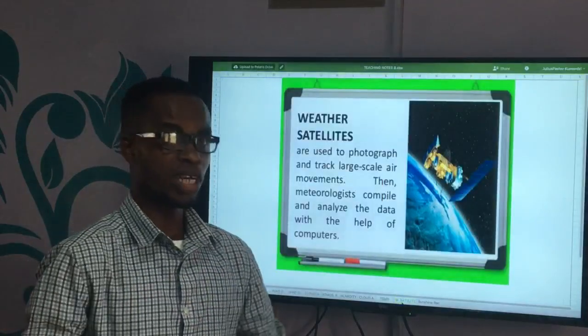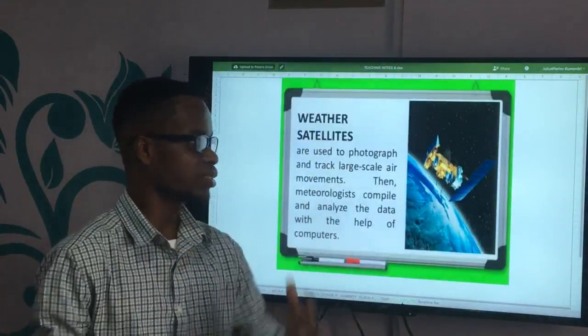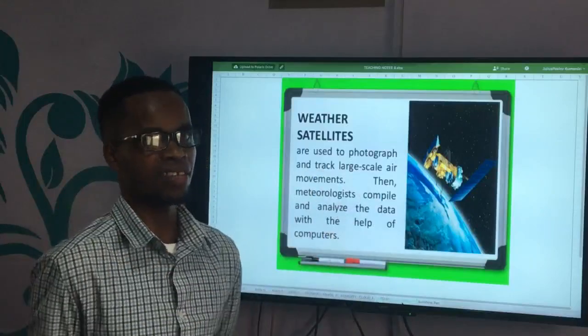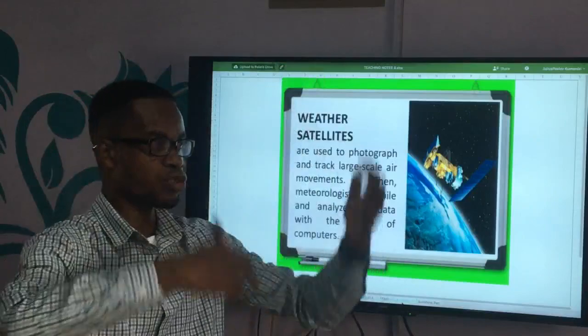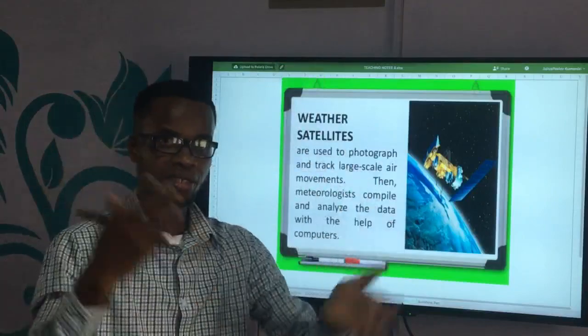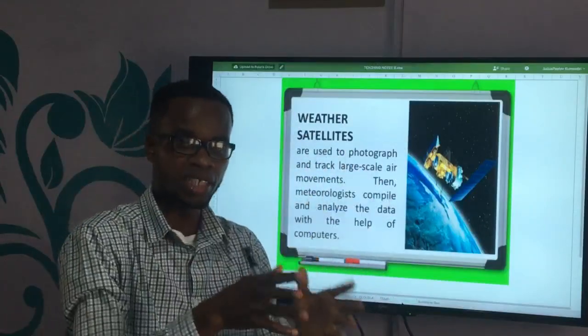All right, let's quickly look at the weather satellite. This is actually a general one. A weather satellite looks like a satellite in space, and is there to record everything that is related to the weather.